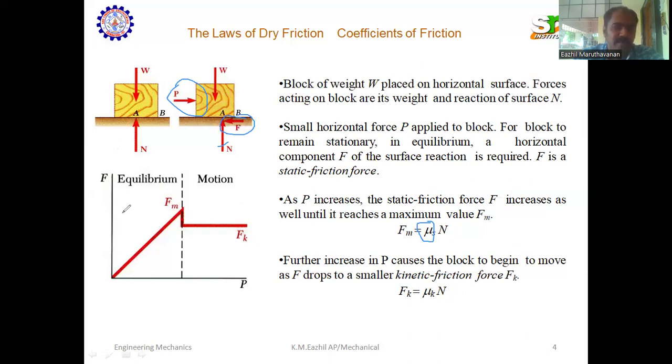See this graph. If we apply a force, the object stays at rest till it reaches its maximum condition. When it reaches its maximum condition, the frictional force will be lesser than the applied force. Then the body starts moving. This is what is shown in the graph. Till it reaches the maximum position, the object will be in equilibrium. When it reaches the maximum condition, the motion will occur.